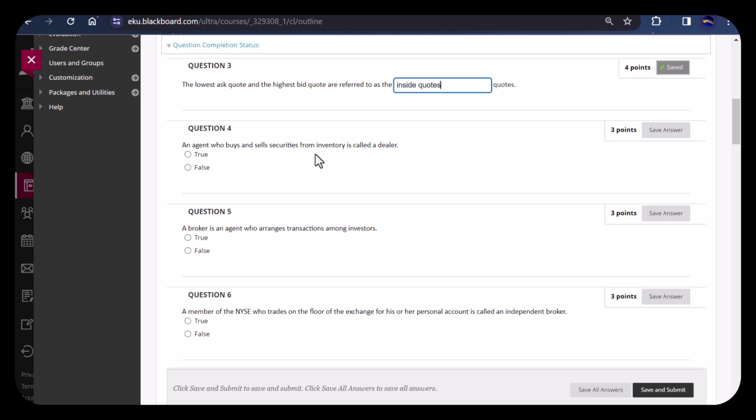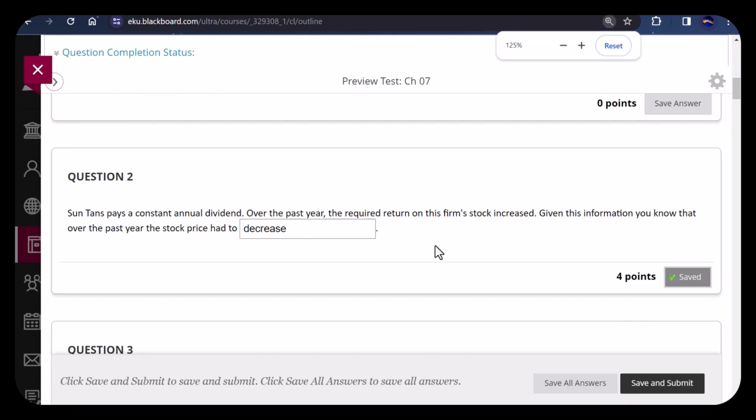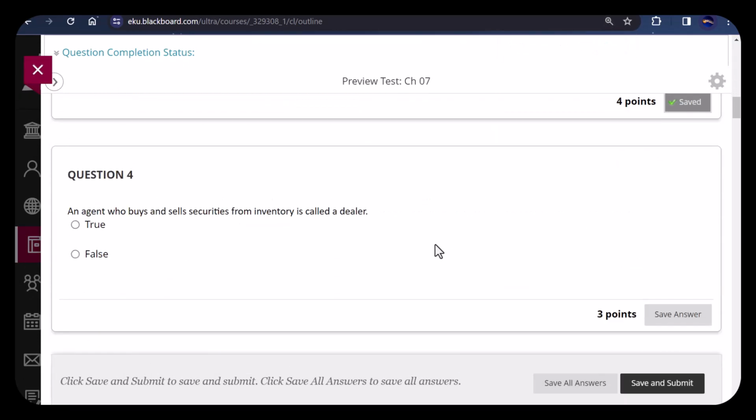And let me make this a bit bigger. An agent who buys and sells securities from the inventory is called a dealer. Do you think that's true or false? Think about cars, okay? If you go to a car dealer, they're going to buy stuff into their inventory, right?